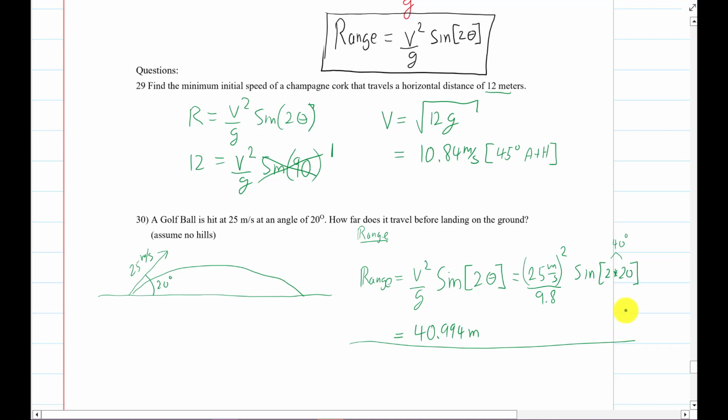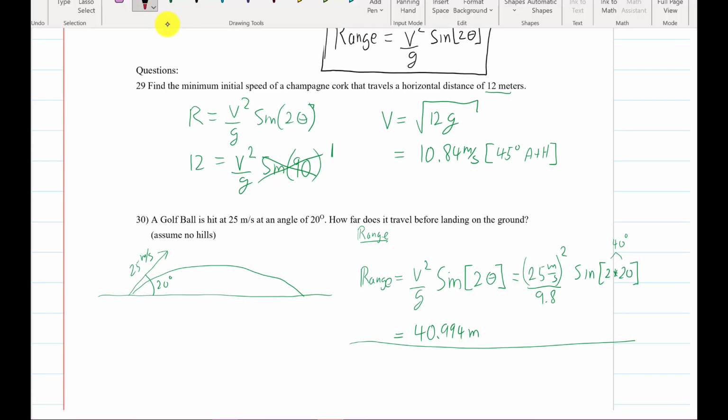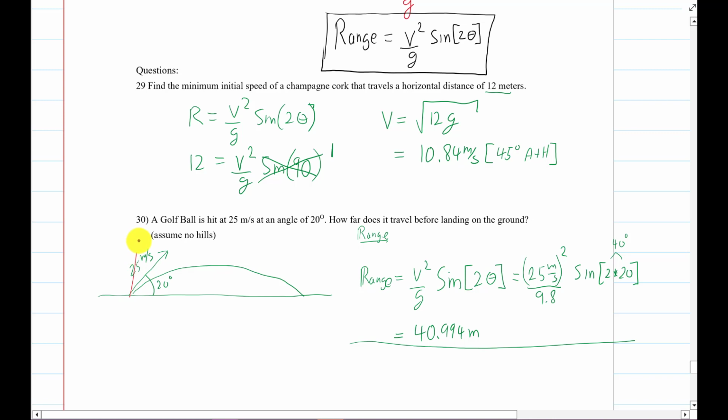Now here's an advanced question for 30B, although that's our answer in less than a couple minutes. 30B, what other angle can he hit the ball at, still at 25 meters per second, to land at that same location? In other words, I want him to chip it and it'll go high and it'll come back down and land at that same location.